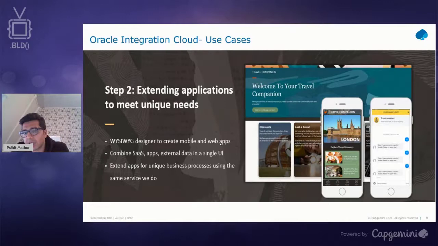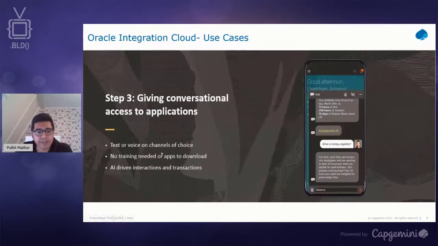So once, let's say, companies are a little bit comfortable with the first type of use cases, then they also dive a little bit into building their web and mobile apps with OIC. And so it can develop both mobile and web apps, of course, like we talked about. And then thirdly, OIC can also connect to advanced, let's say, tools like chatbots, etc.